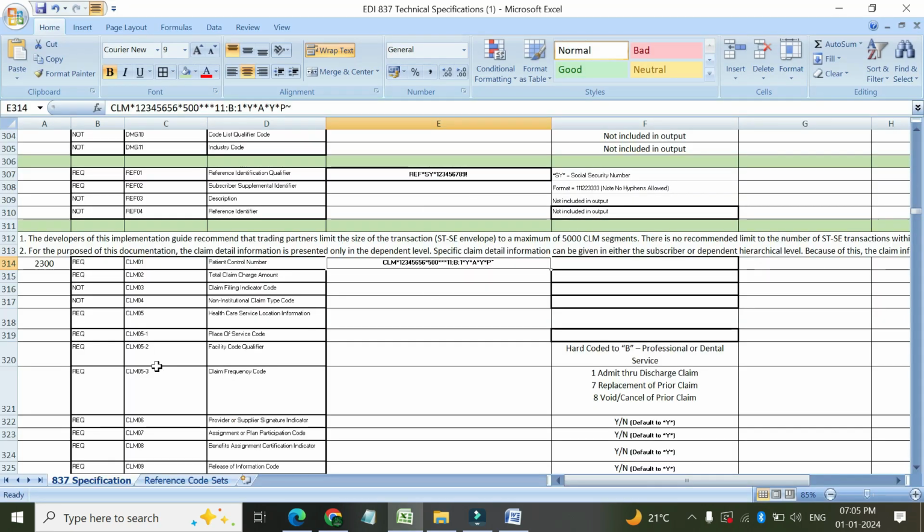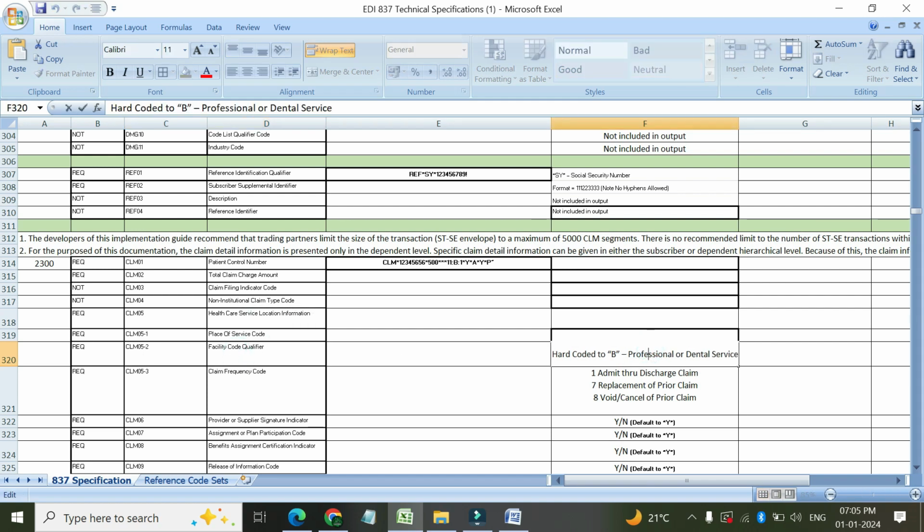Moving ahead, the second sub-element of the fifth element of the CLM segment is the facility code qualifier. B is for professional or dental services. The third element is the claim frequency code.